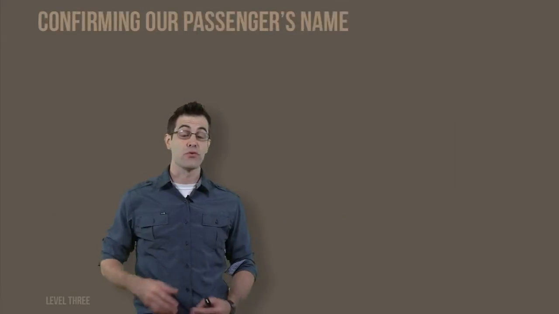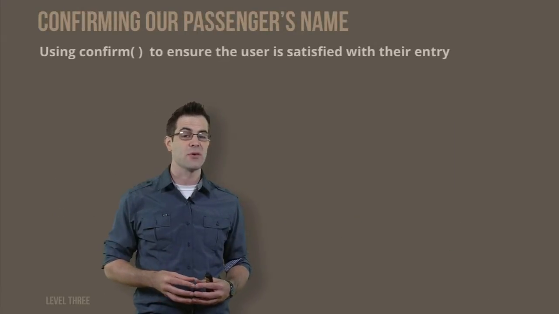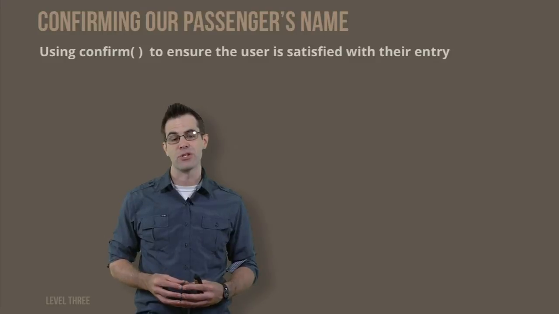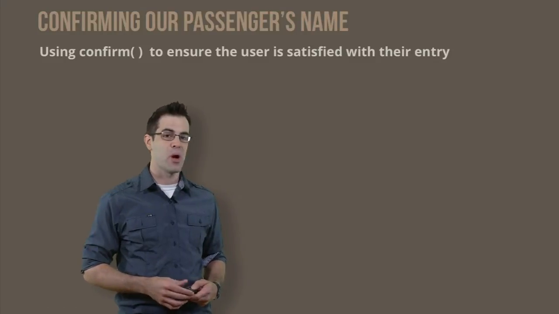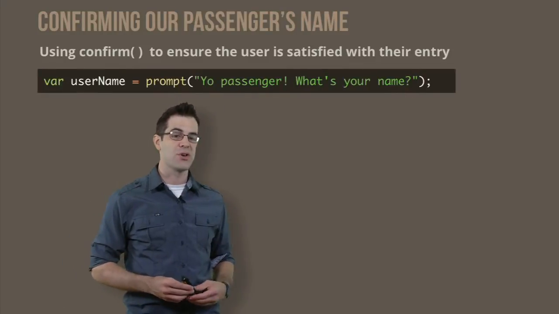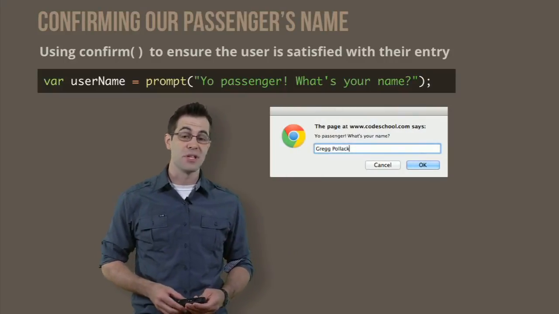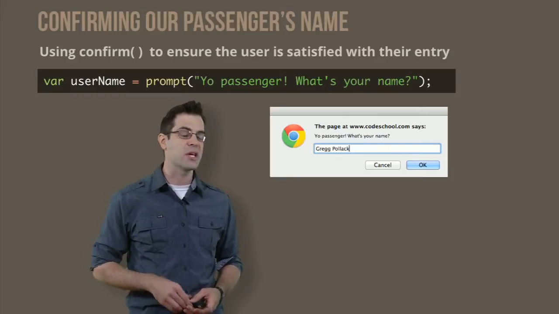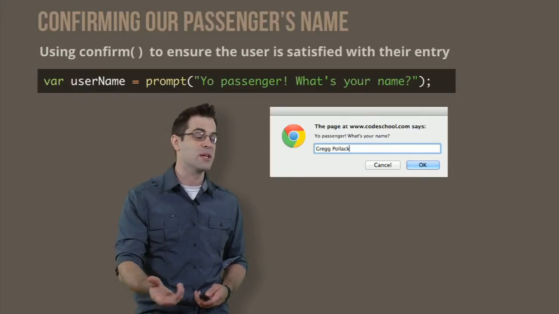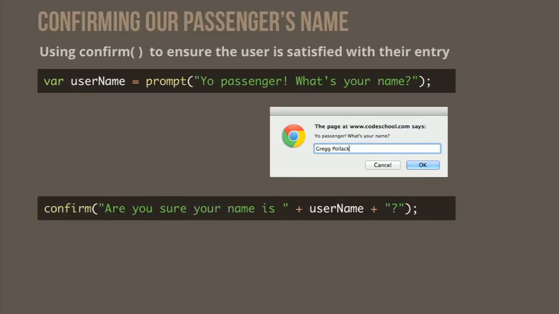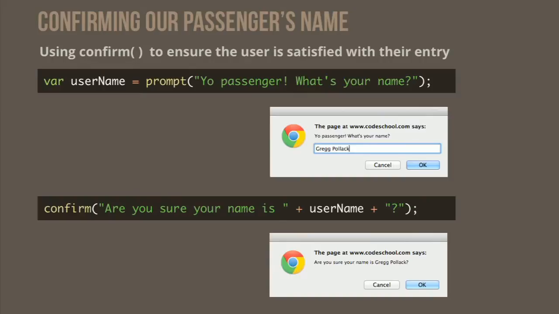Now let's see how the confirm and the prompt methods can work together to ensure we have correct information from the user. If we prompted, "Yo passenger, what's your name?" and Greg enters his name and selects OK, his name will be stored in the username variable, and then we can use the username variable inside of a confirm function to ensure that he has entered his name correctly. A small window will pop up in the internet browser and ask Greg if he's sure that that's his name, and he can say OK for yes or cancel for no.